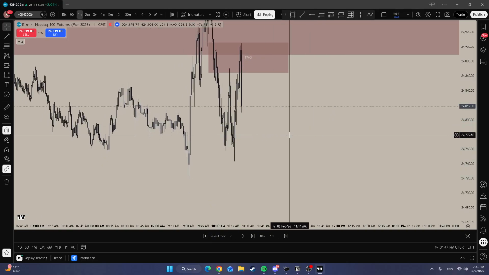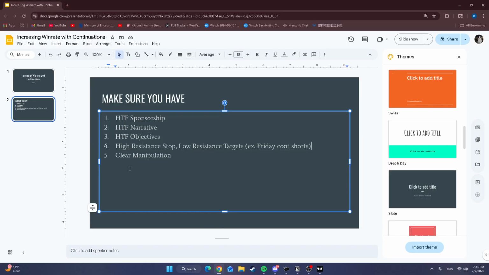But the issue with this is, let's go back to this. We have this, we have this, or no, we don't have this. We don't have the high time frame narrative. And then we don't have this as well: high resistance stop and low resistance targets.